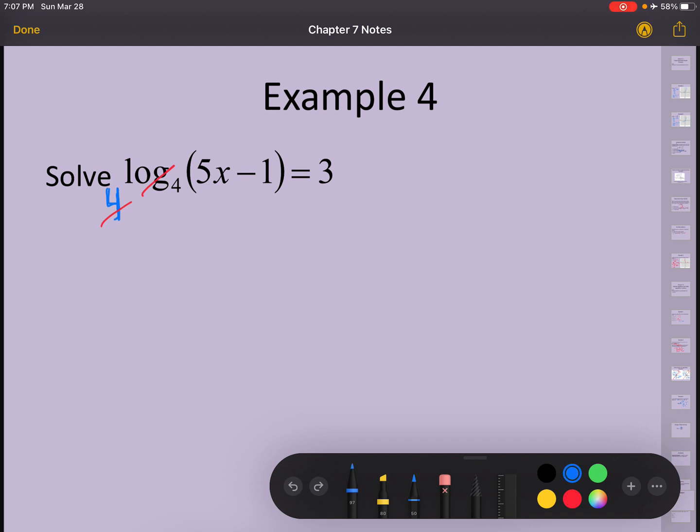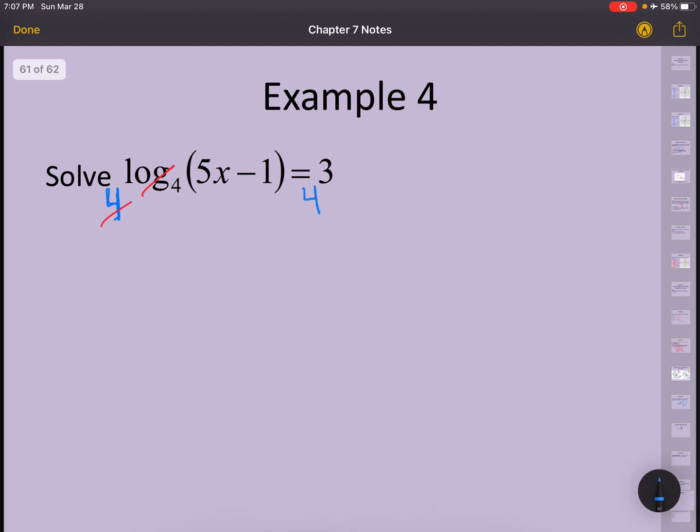Getting ahead of myself, hold on. I forgot to put the base of 4 over here. That's very important. So the left-hand side, the logarithm of base 4, and the big base of 4 that we raised it to over there cancel each other out. And on the right-hand side, if I do the same thing, the exponent is now going to be 3 on that 4. So 4 cubed is 64. So I'm left with 5x minus 1 equals 64.